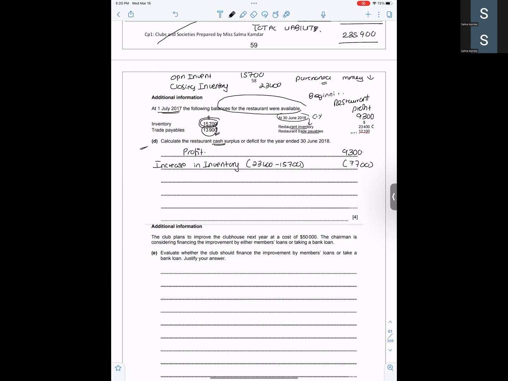First, your trade payables were 13,900. That means you had to pay this much. And now they are saying closing trade payables is 12,100. So what you had to pay at the beginning and at the end is reduced. That means you might have paid something, so cash will decrease. So the decrease in trade payables is 13,900 minus 12,100. So there is a 1,800 decrease in your trade payables.